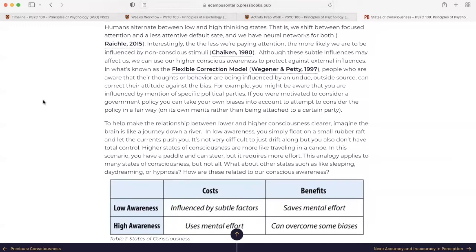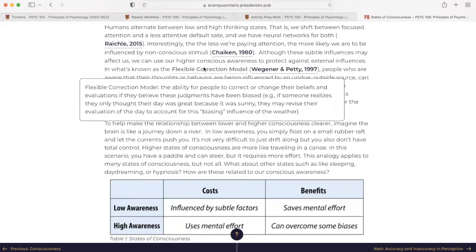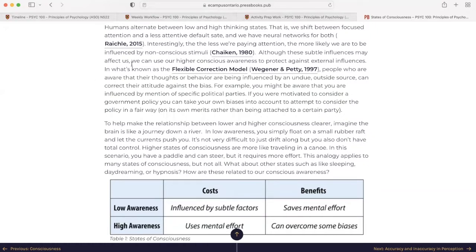It's known as the flexible correction model. People who are aware that their thoughts or behaviors are being influenced by an undue outside source can correct their attitude against the bias. So, flexible correction model: the ability for people to correct or change their beliefs and evaluations if they believe these judgments have been biased. For example, if someone realizes that they only thought their day was great because it was sunny, they may revise their evaluation of the day to account for this biasing influence of the weather.